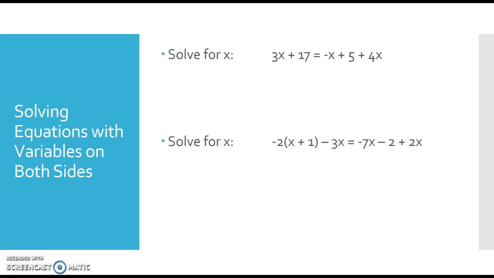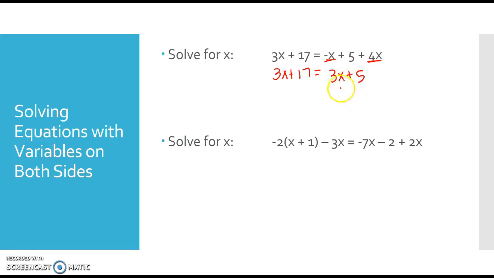Now I've got 3x plus 17 equals negative x plus 5 plus 4x. An extra step or 2 added into this one just because I want to go ahead and combine the negative x and 4x before I move them over. I just want to go ahead and combine my like terms. Negative x and 4x is going to give me a positive 3x. So I've got 3x plus 17 on this side and 3x plus 5 on this side.